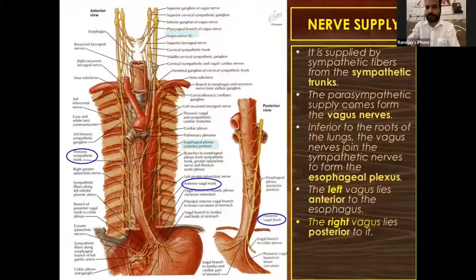The nerve supply: it is supplied by sympathetic fibers from the sympathetic trunk. The parasympathetic supply comes from the vagus nerve. Inferior to the root of the lung, the vagus nerve joins the sympathetic nerve to form the esophageal plexus. The left vagus lies anterior to the esophagus. The right vagus lies posterior to it.